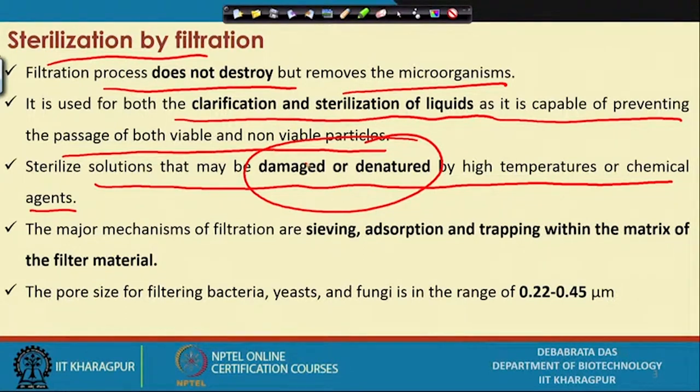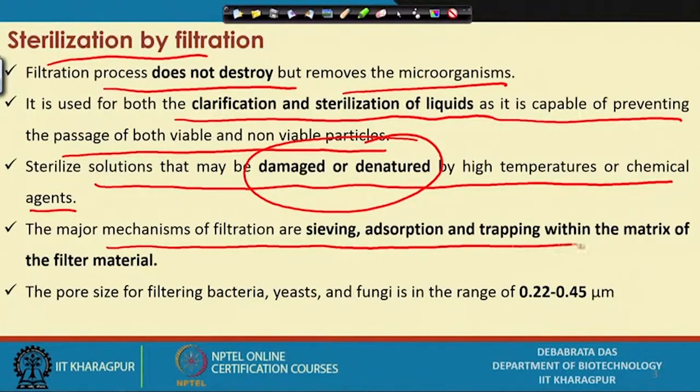We have come across two types of bioproducts in the market. One is high value products, another is low value products. High value products means the per unit cost of the product is very high. So when we handle high value products, the volume of the liquid, the volume of your product, will be very small. There we can think of sterilization through this filtration process.